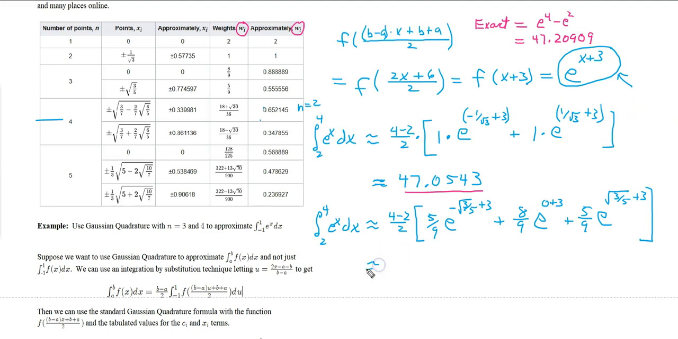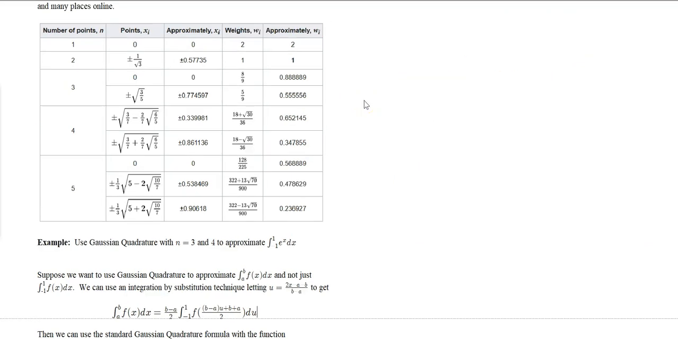And let's see, when we evaluate this on our calculator, we get 47 point, and that's what we get. And you notice that this is closer to the actual answer than when we used just 2 nodal values. So in this case, where n was 3, we get a much more accurate answer than we did when n was 2, which is to be expected. And that concludes our discussion about Gaussian quadrature.